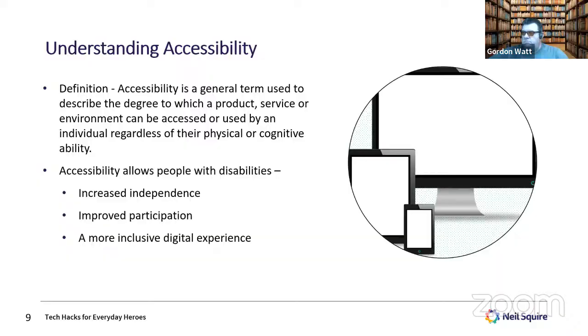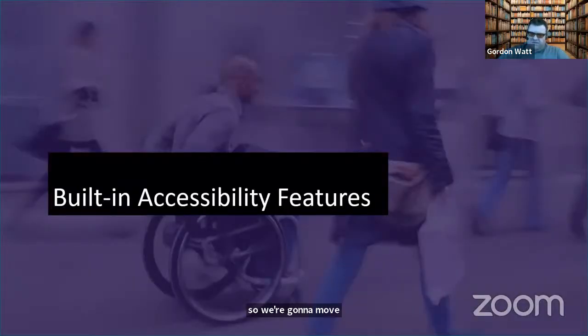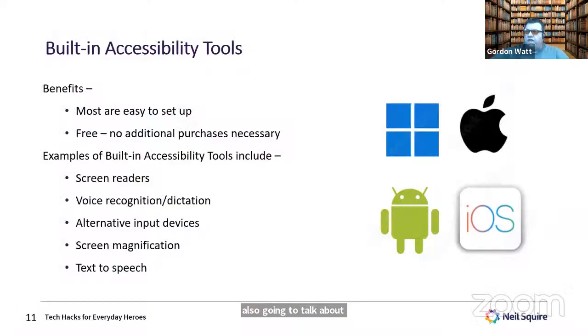Okay, so we're going to move on, and I've split this up into 4 different areas. We're going to talk about Windows. We're also going to talk about the Mac. We're going to talk about Android devices, and we're going to talk about iOS. But what are the benefits of the built-in accessibility tools? Well, most are easy to set up on the computer, once you know where they are. They're free, so there's no additional purchase necessary, and most of these tools will help enhance your experience.